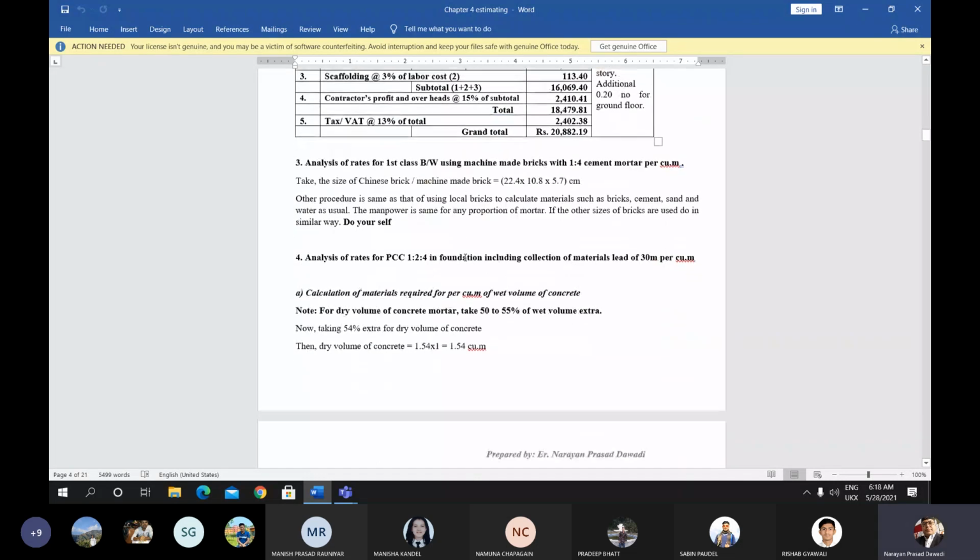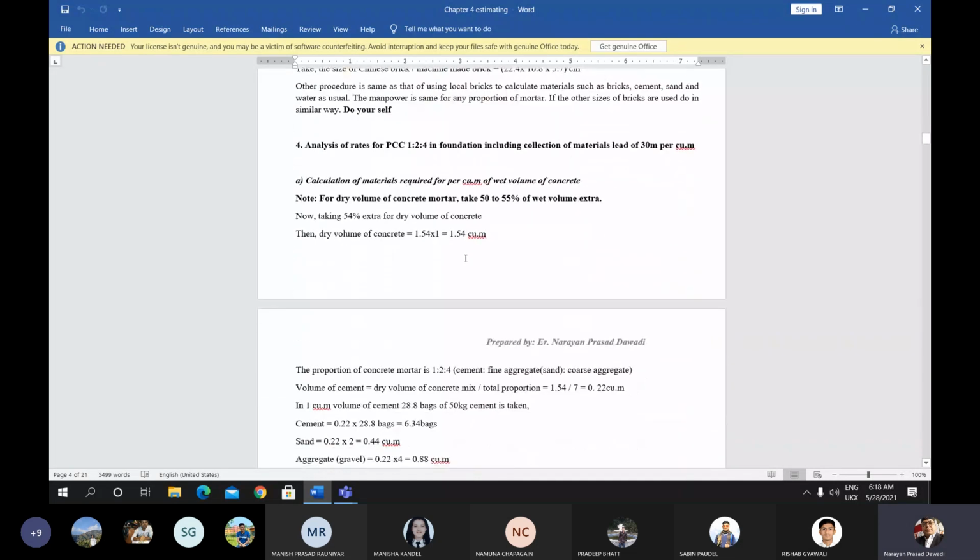Now we are going to analyze our rates for PCC 1:2:4 in foundation. This includes the collection of material at a lead of 30 meter, per cubic meter. This is the heading of the analysis of rates. Now, calculation of material. How can we calculate the material for the PCC work? This is plain cement concrete work which does not include reinforcement bars. It is one part of cement, two parts of sand, and four parts of gravel.